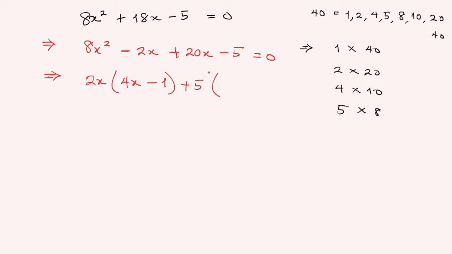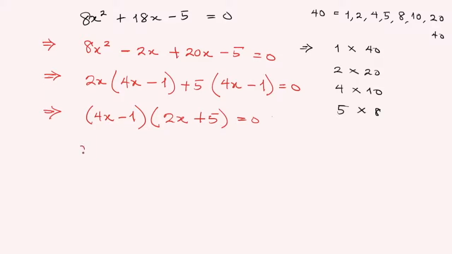So 20x divided by 5 is equal to 4x. And minus 5 divided by 5 is equal to minus 1. And so our factors are 4x minus 1 and 2x plus 5. And so the roots of this quadratic equation are x is equal to 1 over 4 and x is equal to minus 5 over 2. So that's how you factorize quadratic equations, looking for the factors as well as the roots.